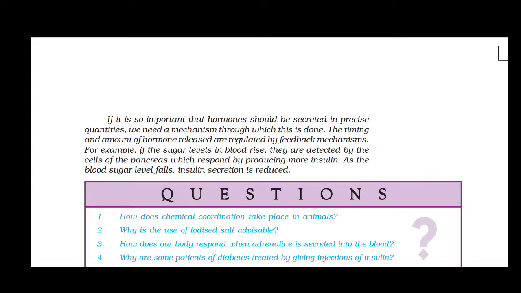If the feedback mechanism is not working, then the rise will not be detected by the pancreas. It will not synthesize the insulin. The blood sugar level will not fall, and the same situation arises when the sugar level is increased and insulin starts to be secreted from the pancreas. Thank you.